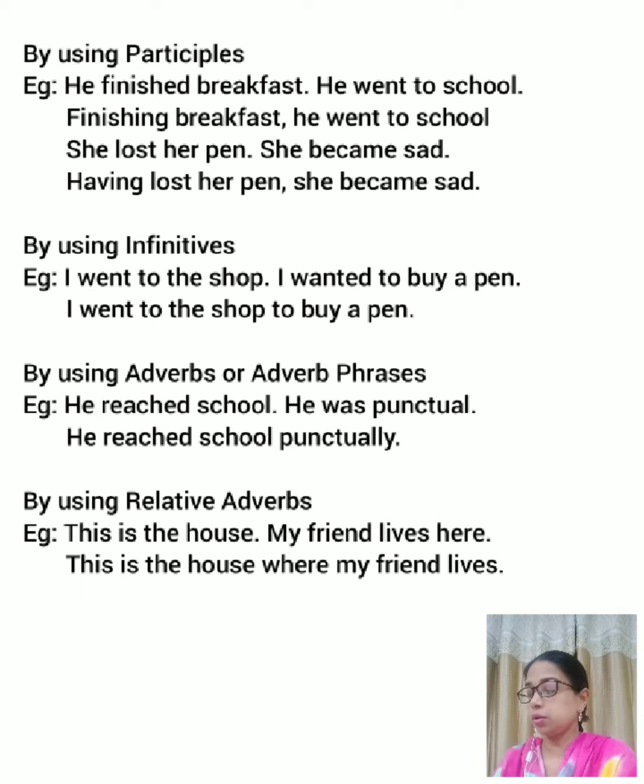Then the next is by using adverbs or adverb phrases. Example, he reached school, he was punctual. So here you will have to change a word into an adverb or an adverb phrase. So we have changed the word punctual into an adverb. He reached school punctually. The next is by using relative adverbs. Example, this is the house, my friend lives here. Now here, it is related to the relative adverb of place. So which is the relative adverb of place? Where. So you will write it as, this is the house where my friend lives.